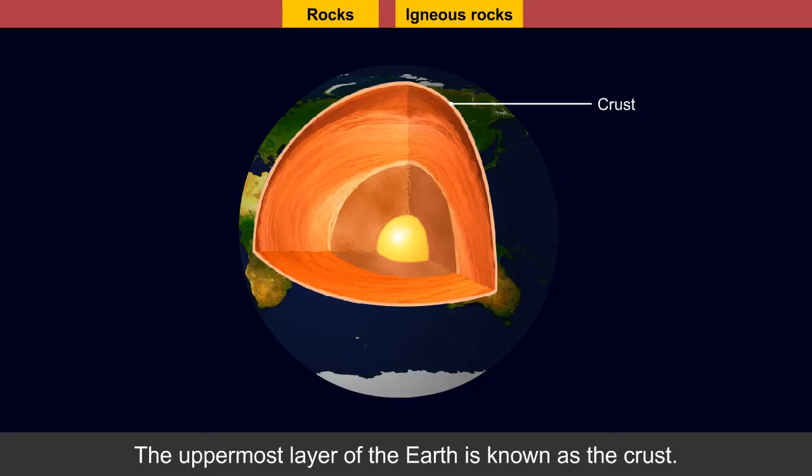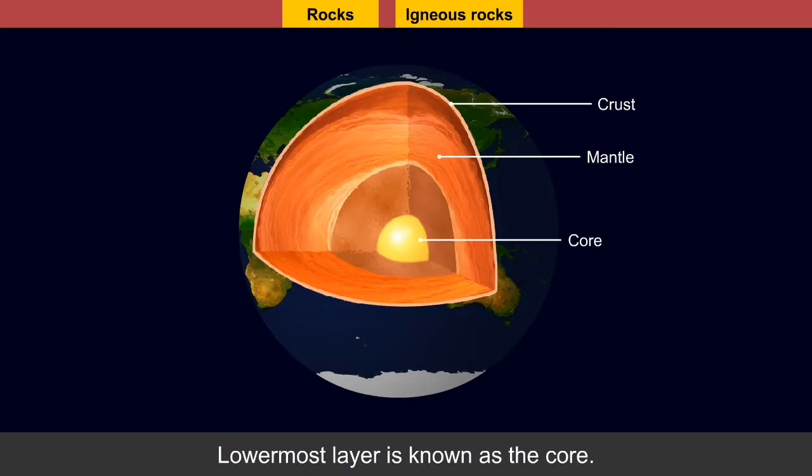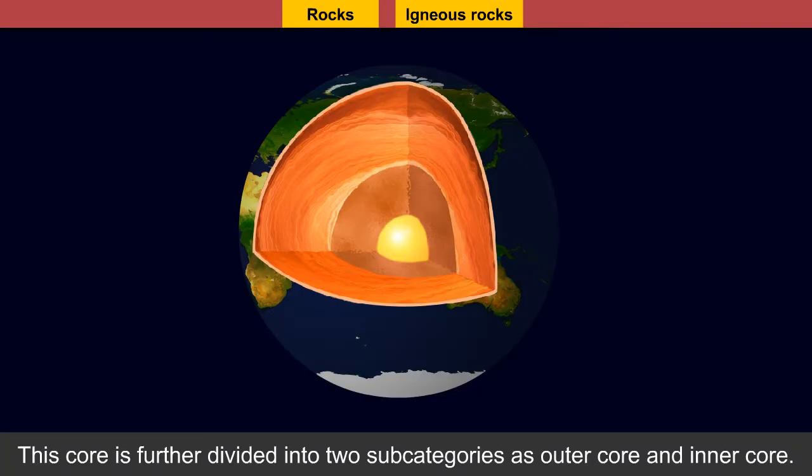The uppermost layer of the earth is known as the crust. The layer underlying the crust is known as the mantle. The lowermost layer is known as the core. This core is further divided into two subcategories as outer core and inner core.